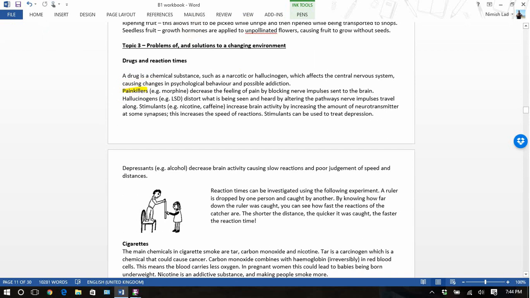So painkillers decrease the feeling of pain by blocking nerve impulses. Hallucinogens distort what is actually being seen and heard. Stimulants increase brain activity, increase the amount of neurotransmitters at some synapses, so that increases the speed of reactions. Stimulants can be used to treat depression, and depressants decrease brain activity, slow reactions, and therefore you've got poor judgment of speed and distances. So you can investigate a reaction time by dropping a ruler, and then the further up the ruler you catch it, the longer your reaction time is.